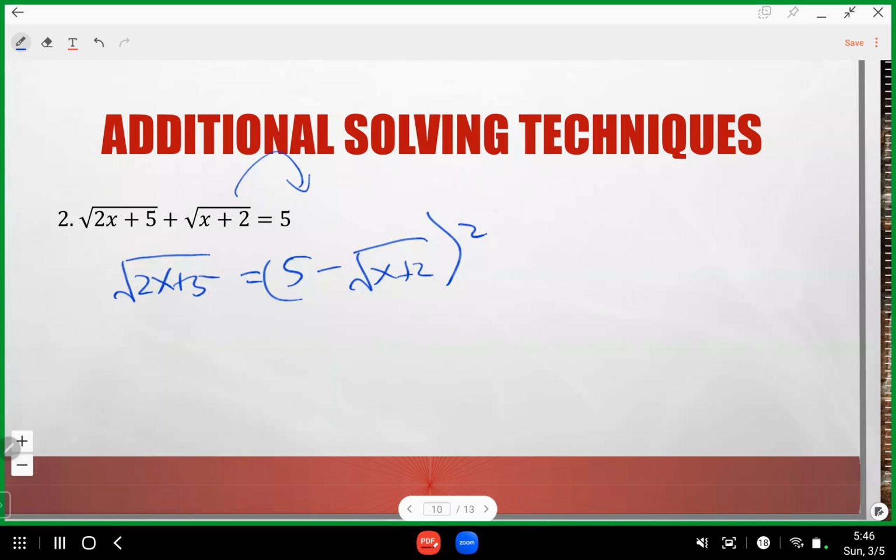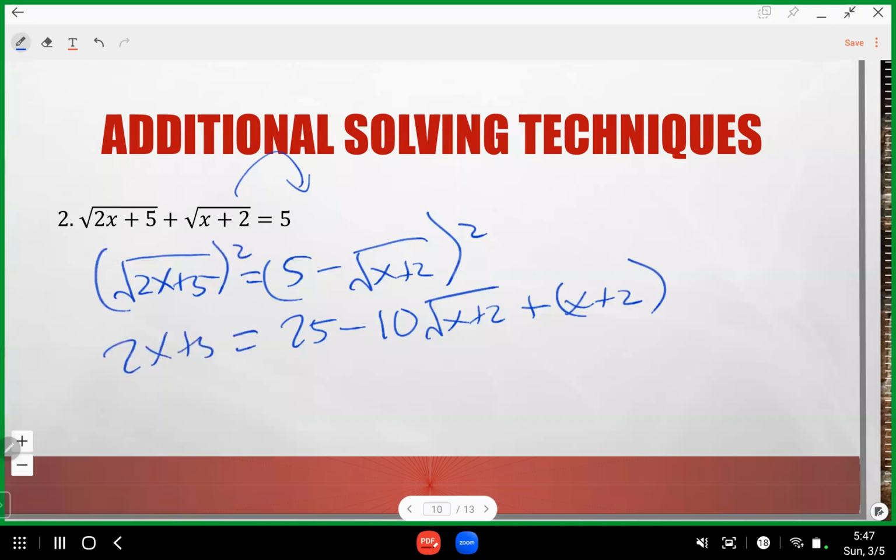Now we can square both sides. This is going to be equal to 25 minus 10 square root of x plus 2, plus x plus 2. Then when you square this one, this should equal 2x plus 5.